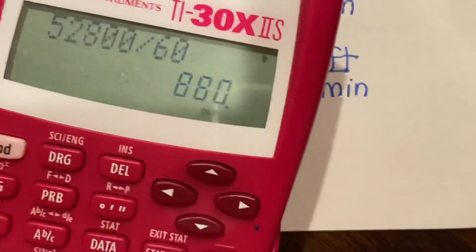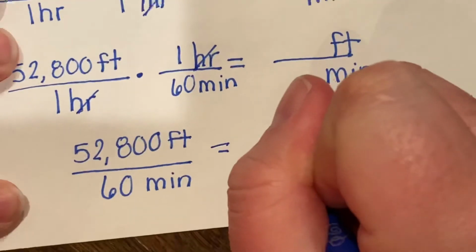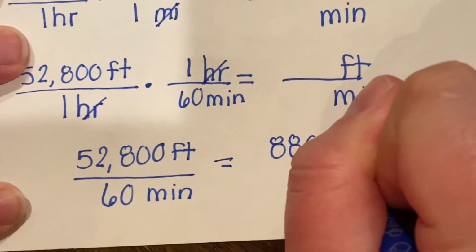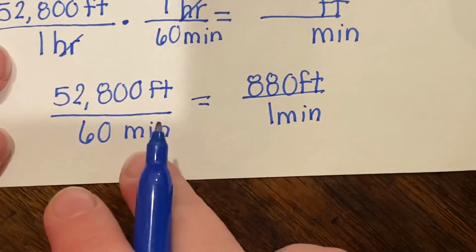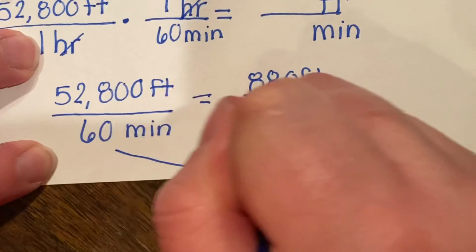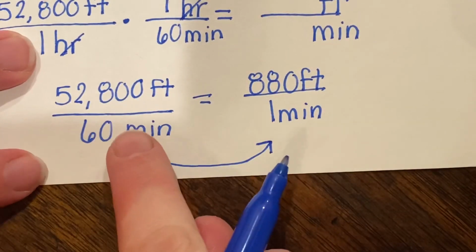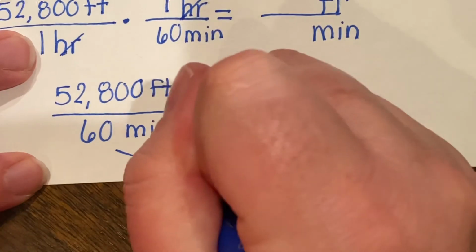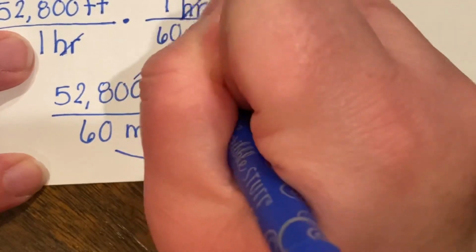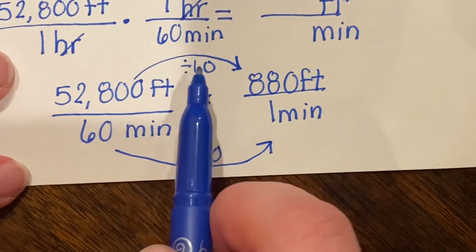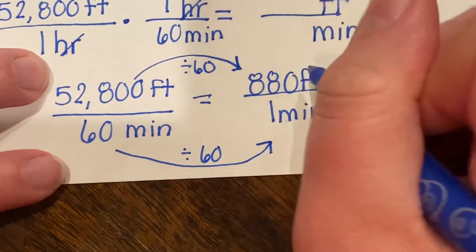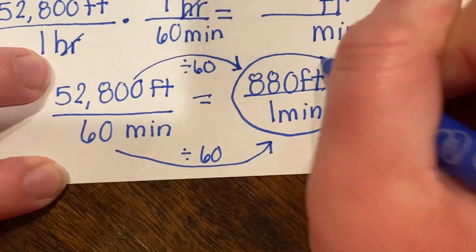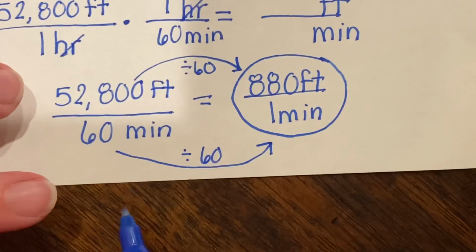So it went in 880 times. So I'm gonna have 880 feet in just 1 minute, because this is back to those ratios we used to do, those relationships we used to find. If I was doing a unit rate here, to get from 60 to 1, I have to divide by 60. And then what you do on the bottom, you also have to do on the top. So I ended up having 52,800 divided by 60 equals 880, and 60 divided by 60 equals 1 minute. So my final simplified ratio is 880 feet per 1 minute.